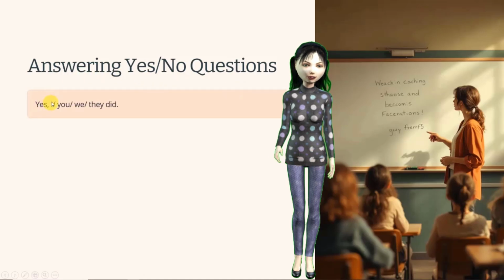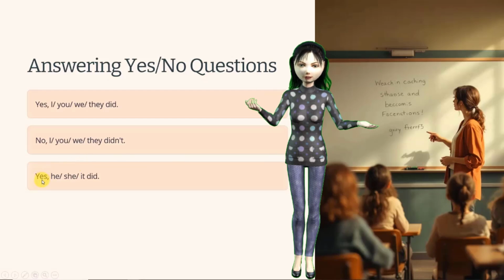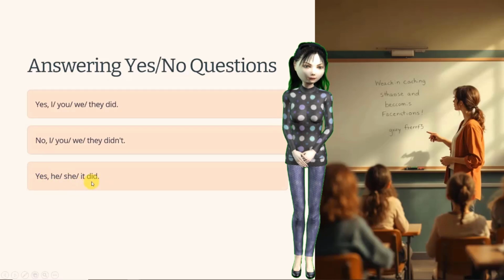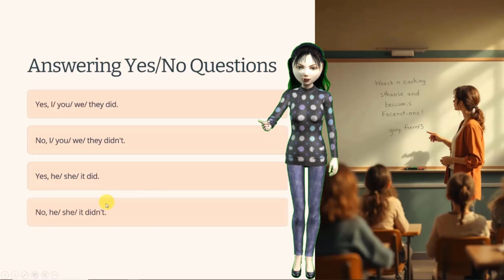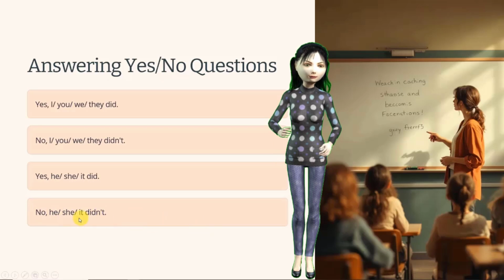Firstly, yes, I did, or yes, you did, or yes, they did. You can see again, yes, I, you, we, they are all grouped together. Let's look at the next one. No, I didn't, no, they didn't. No, you didn't go to school yesterday. Look at the next one: yes, he did. Yes, she did. And the contraction of did not: no, he didn't. No, she didn't go to school yesterday.